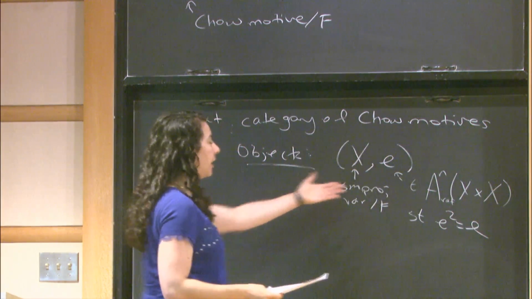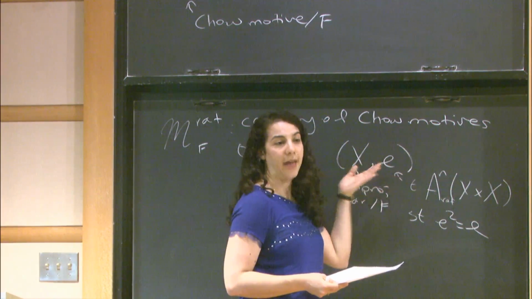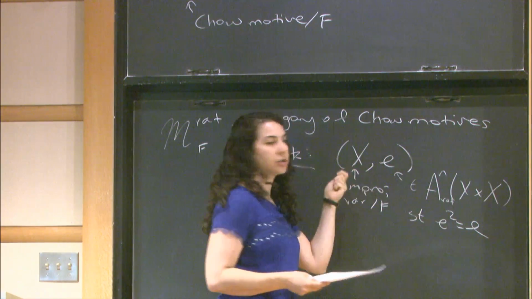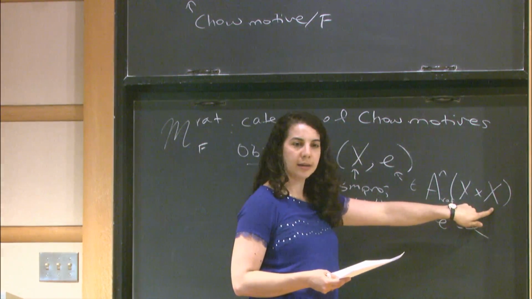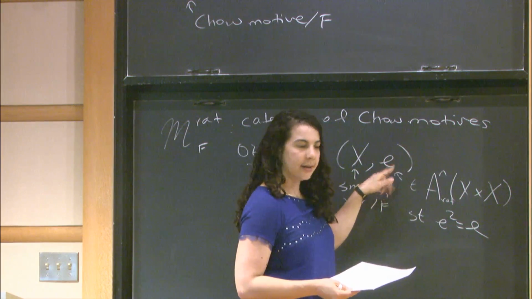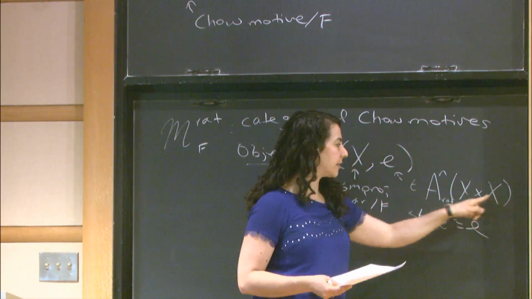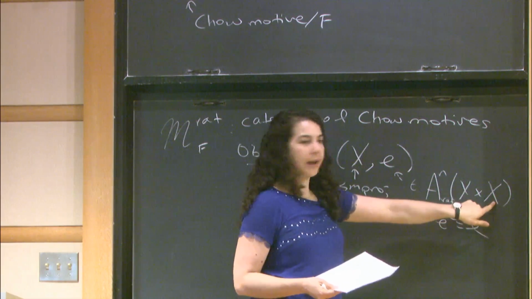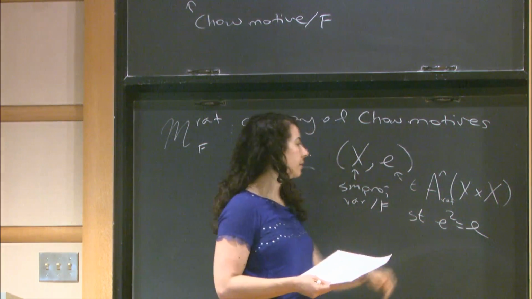So I can think of e as inducing some morphism on the cycles of X in the sense that if I take some algebraic cycle on my variety X, I can pull it back to this product, X cross X. I then intersect it with my e and then push it forward onto the other factor of X. And that will give me some new cycle on X. So it takes cycles on X and sends them to other cycles on X.